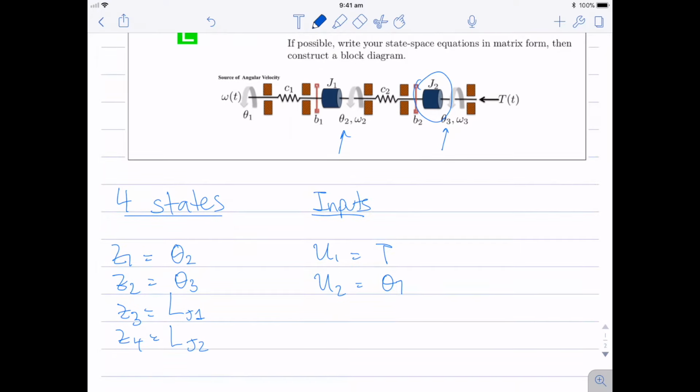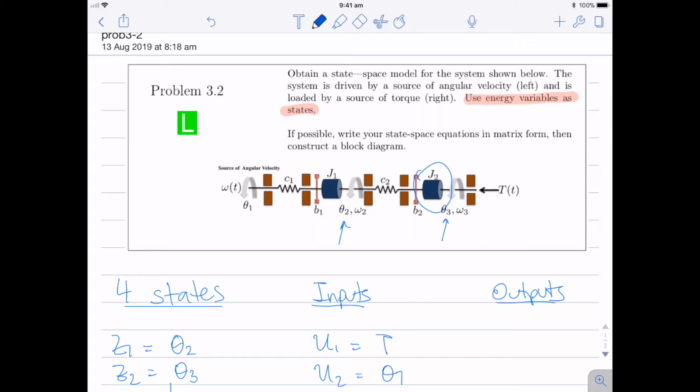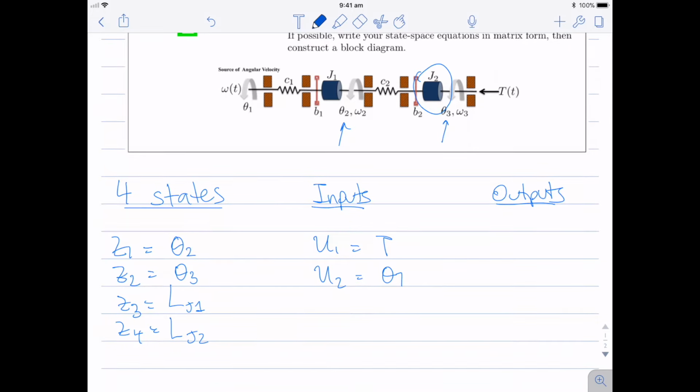Alright, states, inputs. Has the question asked for any outputs? Let's take a look. Driven by a source of angular velocity, loaded by a source of torque. If possible, write state space equation matrix forming construct a block diagram. Right, the question hasn't asked for any outputs. You can of course choose your preferred interesting variable as an output. I'm going to say none applicable, and maybe we can come back and choose some at the end.